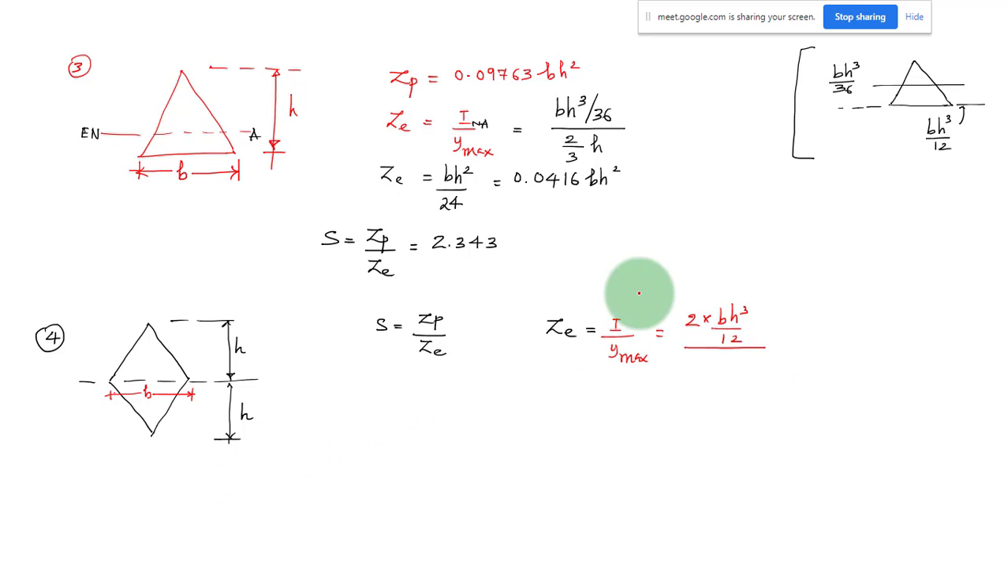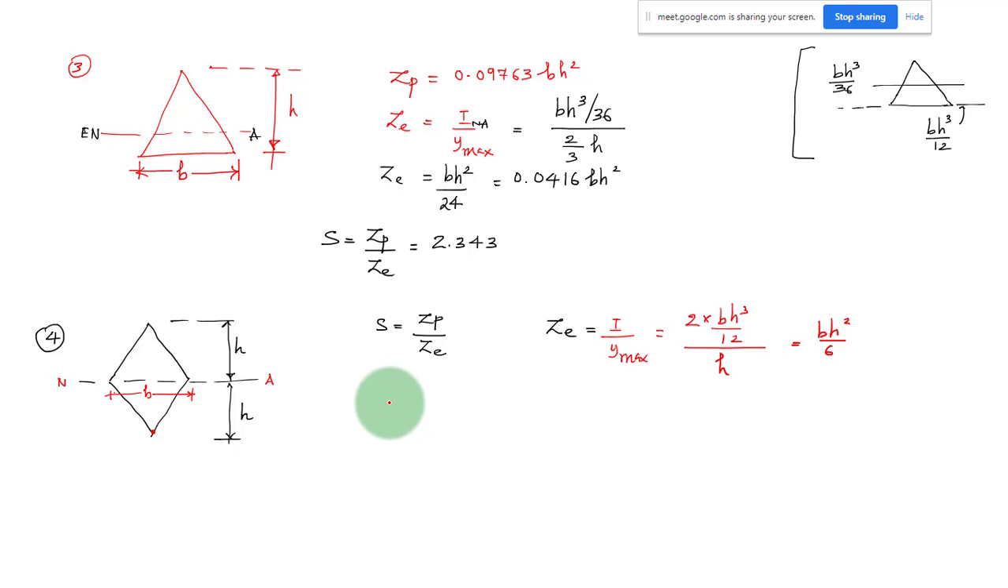Your neutral axis will be here only. This is your elastic neutral axis, and in this case it is a symmetric section, so the elastic and plastic neutral axis will both be at this level. About this neutral axis you find the moment of inertia I. What is the y max? The distance to the extreme fiber from the neutral axis is h. So y max is nothing but h in this case. So you will get b h cubed by 6 by h, so b h squared by 6, that is your elastic section modulus.